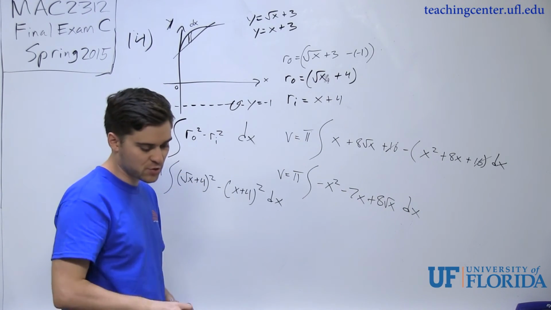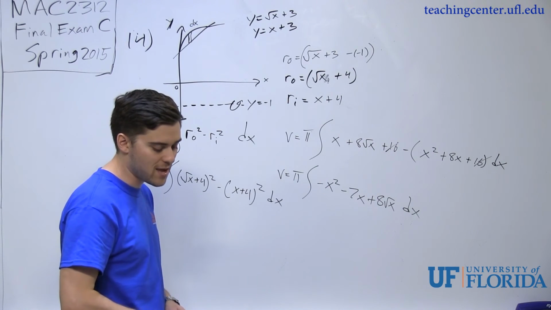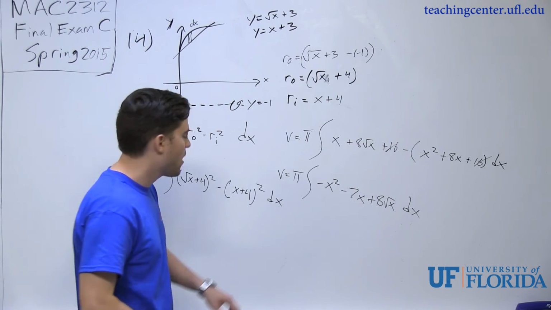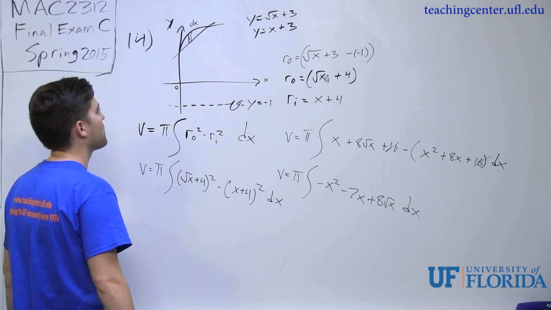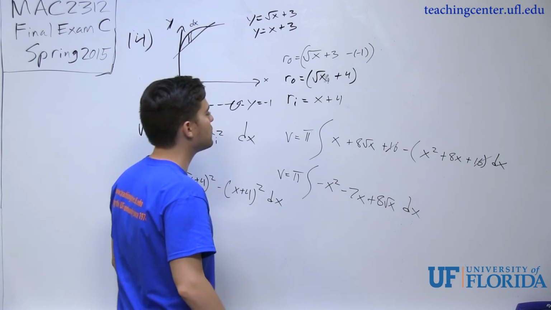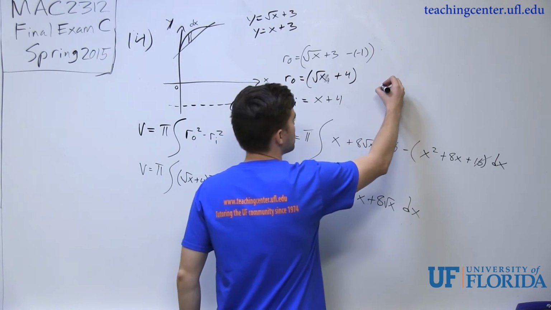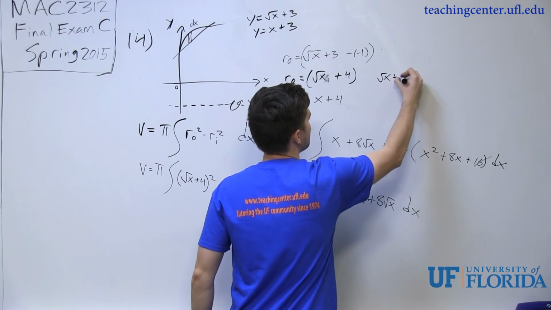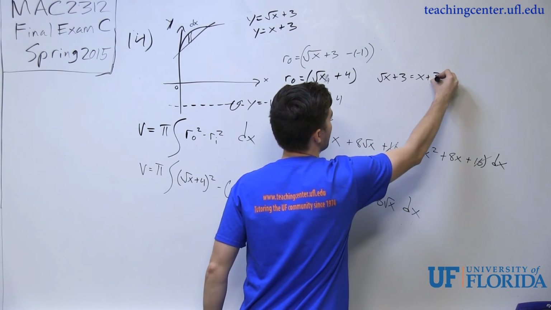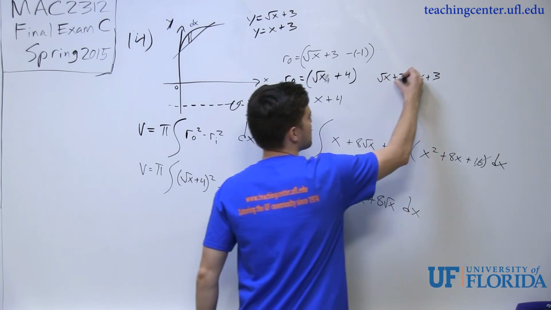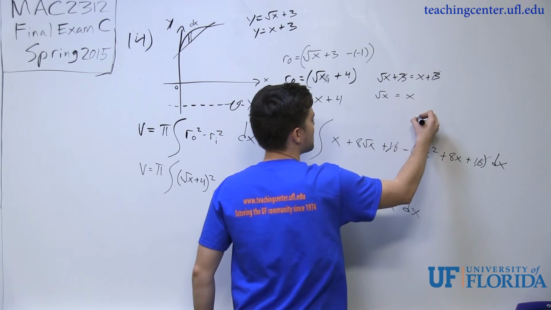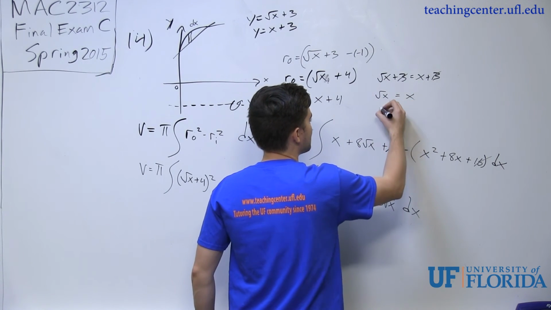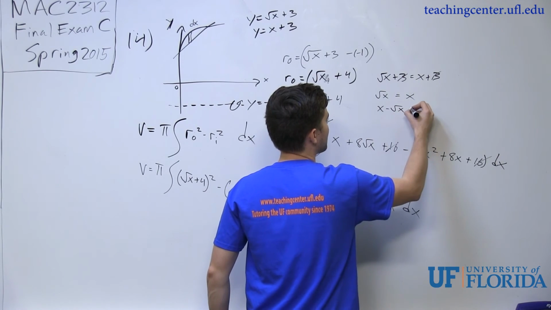So good, I have my expression for it, and it looks like it matches with E, but just to be safe, I'm going to check my endpoints and figure out what my boundaries are going to be for this integral. The way I do that is I take my two curves and set them equal to one another. So I have square root of x plus 3 is equal to x plus 3. The 3's cancel, and I'm left with square root of x equals x.